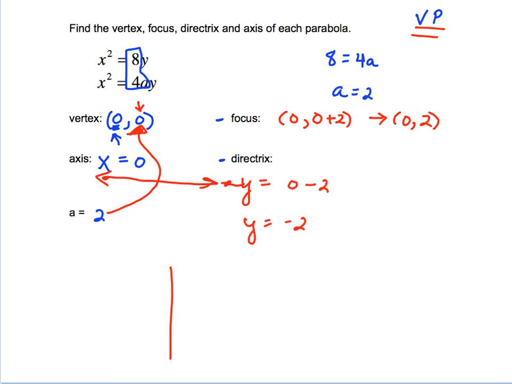Now I know you weren't asked to graph, but a picture might help us a little bit. The vertex is 0, 0. Because this a is a positive 2, I know it opens up. So just making a sloppy little graph, I know my parabola looks something like that. It could be fatter, it could be skinnier. I'm not worried about that right now. My focus is 0, 2. So it's right there on that axis of symmetry. And my directrix is down 2 units. And there is my directrix. And that's the story for the vertex being at the origin.